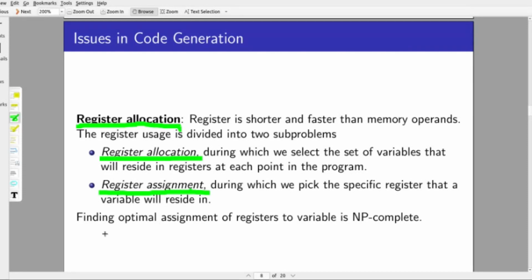These two are very hard problems, and finding an optimal assignment of registers to variables is an NP-complete problem. We treat the register allocation problem as a graph problem, and by using graph coloring we can solve this problem to some extent. Effectively selecting the register for storing the variable will speed up the execution of the program. So that is also an issue in code generation.